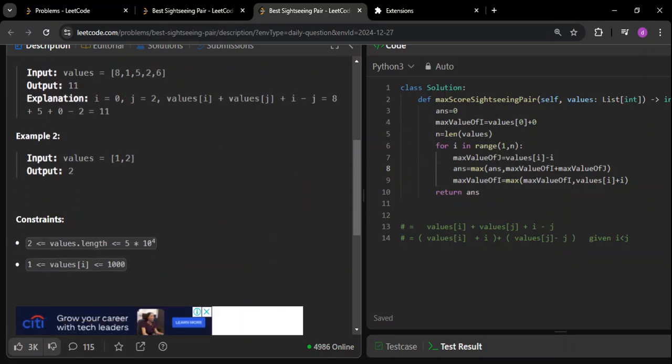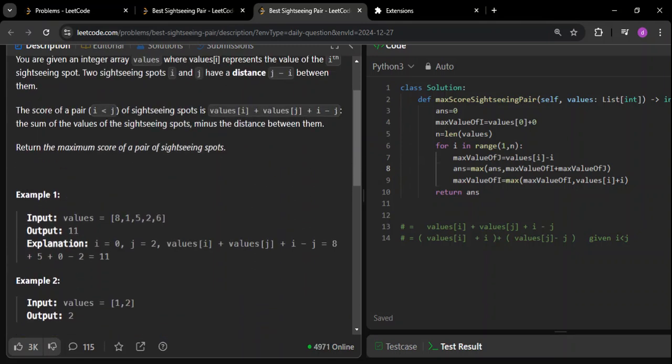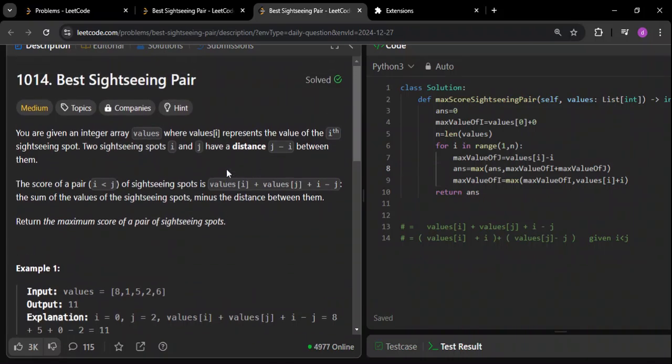But seeing the constraint, it is very clear that you will never be able to handle this much length of input with the O of n square solution. So we have to think of something linear here, either O of n or O of n log n or something similar.